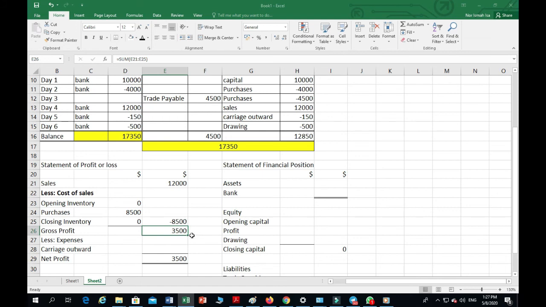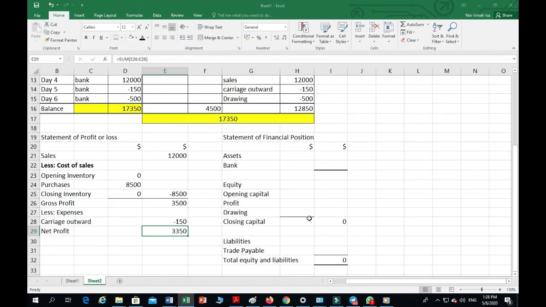Then there are expenses of carriage outward of 150. So the net profit for the year is 3,350. This net profit will be carried forward to the statement of financial position. For the statement of financial position, on the asset side, there is only one asset, which is bank. The total amount of bank is 17,350.